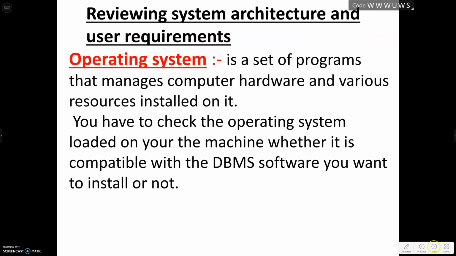And these are four ideas: review system architecture and user requirements, meaning which type of user requirement is best for developing or configuring database system requirements. The operating system can be one requirement. An operating system is a set of programs that manages computer hardware and various resources installed on it. It manages which resources are installed or uninstalled, compatible or not compatible, and how the resources are controlled by the operating system on the machine.